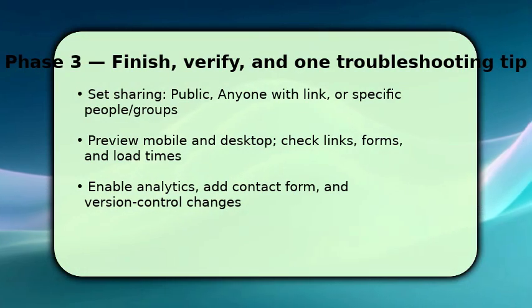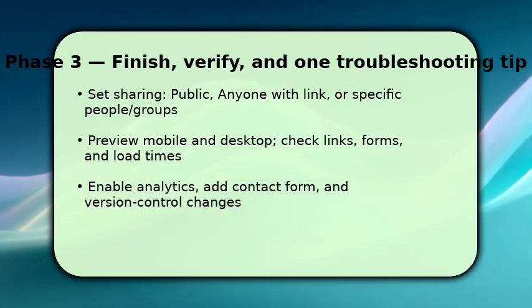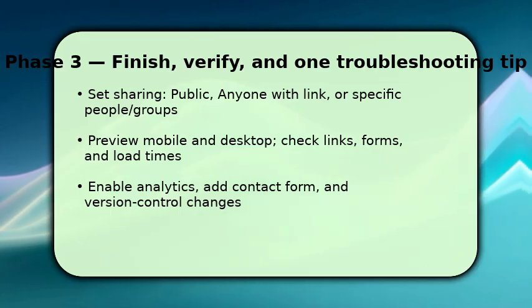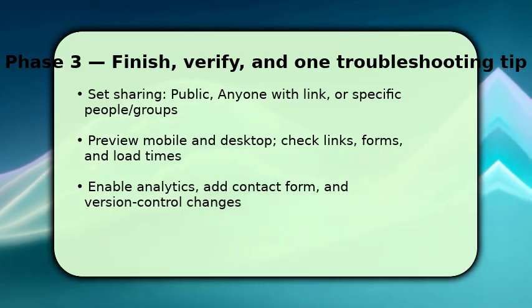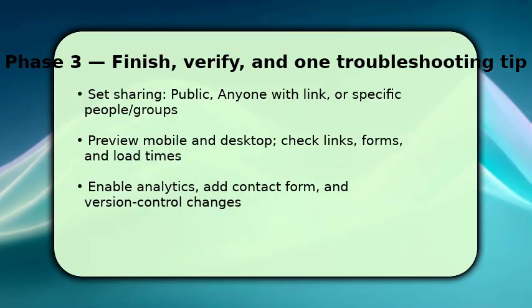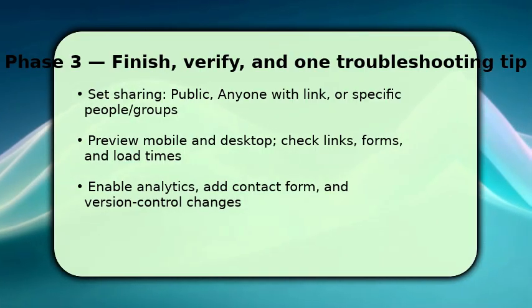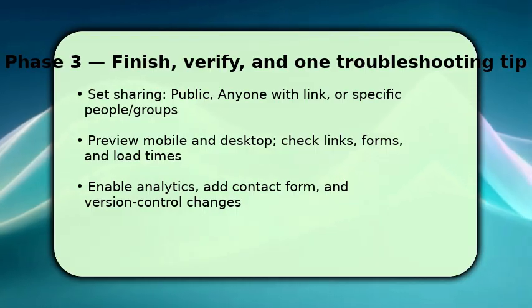Finish by publishing with the right permissions. Select public or restrict by domain depending on audience. Then, preview on mobile and desktop to catch layout breaks, broken links, or slow-loading media. Make sure contact forms and embeds submit correctly and enable analytics to track visitor behavior.